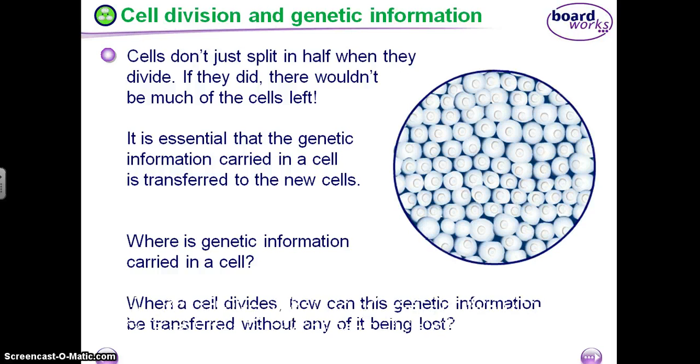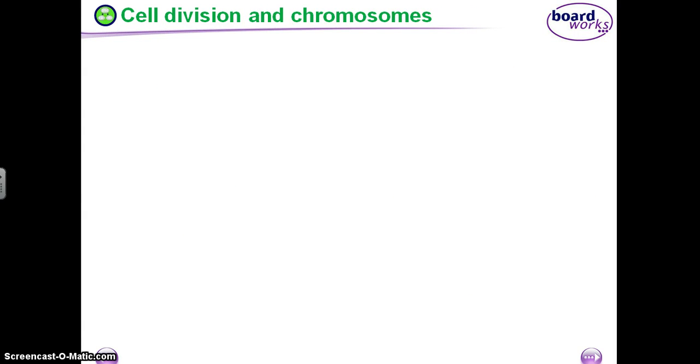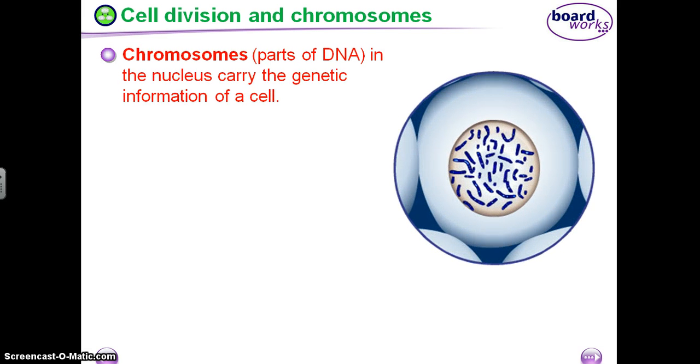Okay, so let's look at a cell and how it goes about actually dividing. The first thing we need to know is that within each cell, and we've mentioned this in previous class periods, there's a nucleus. So here's the nucleus right here if you look on the right hand side. Within the nucleus you have DNA, and chromosomes contain DNA. They're just parts of DNA, and they carry our genetic information.